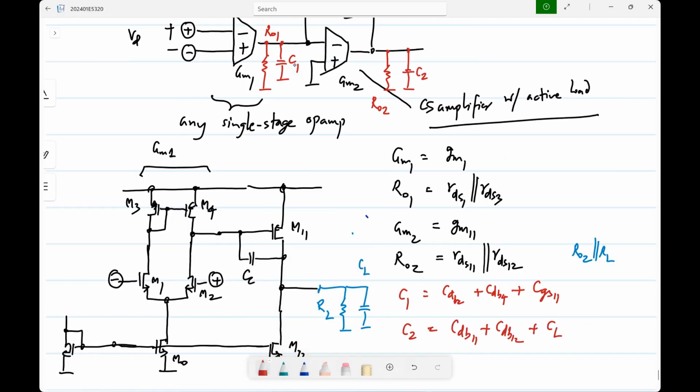Whether you think of CL as part of the op-amp or you add it to the output capacitance of the op-amp is up to you. But basically, the transfer function.